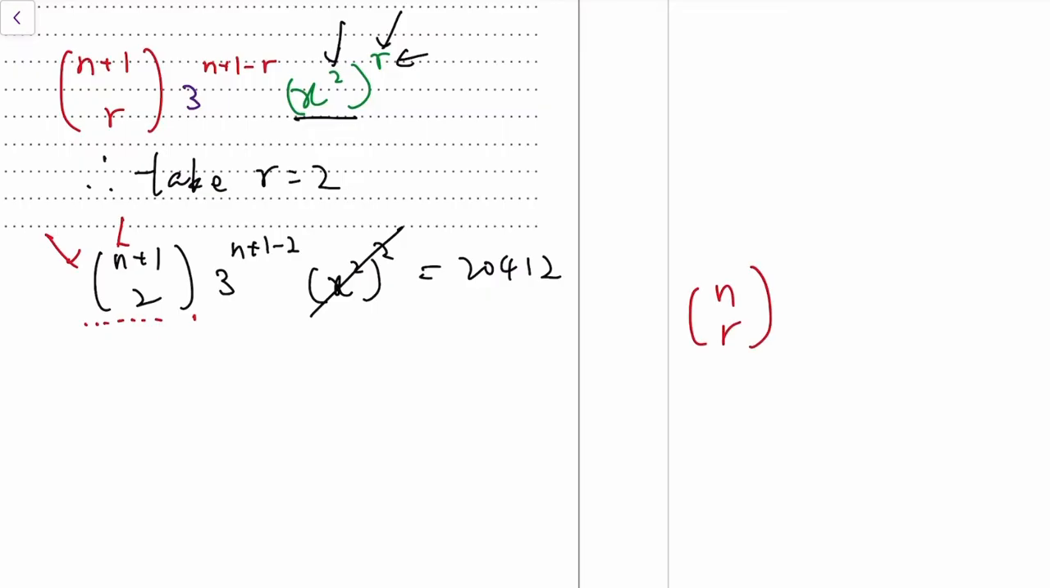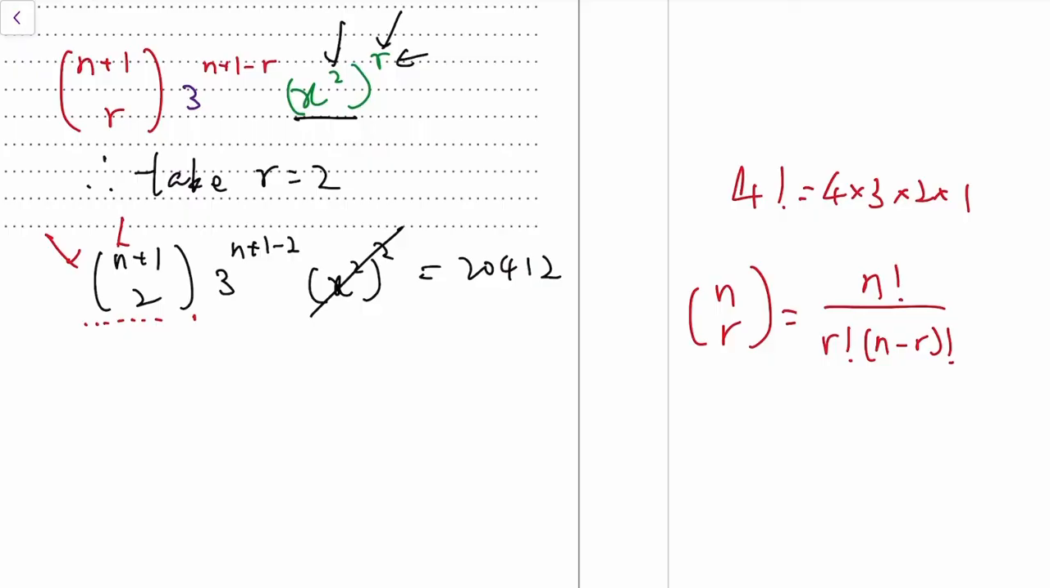So if you go to the formula booklet, they'll tell you nCr is n factorial over r factorial times n minus r factorial. So in case you don't know, for example, 4 factorial is 4 times 3 times 2 times 1. Alright, that's the meaning of factorial.